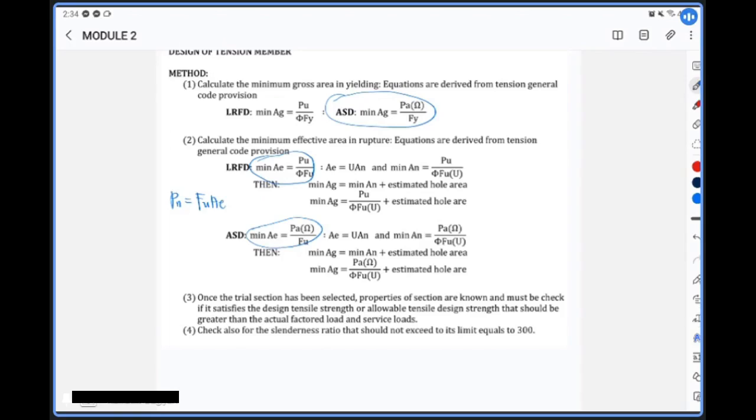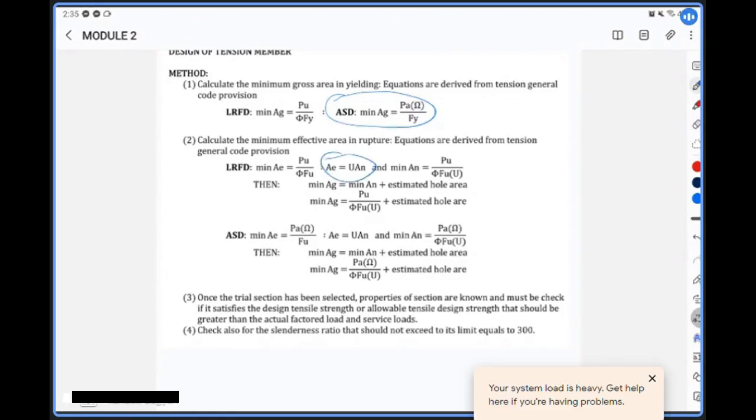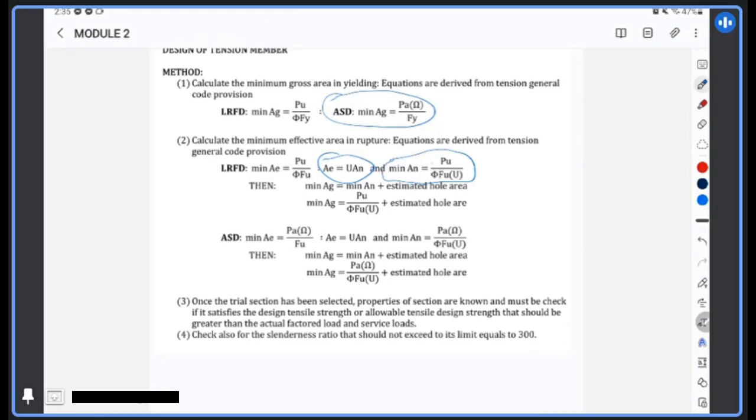And remember that there are different safety factors and reduction factors when we are considering yielding section or rupture section. The minimum effective net area can be computed as your P sub U divided by our reduction factor phi multiplied by Fu times our shear lag factor U in LRFD.